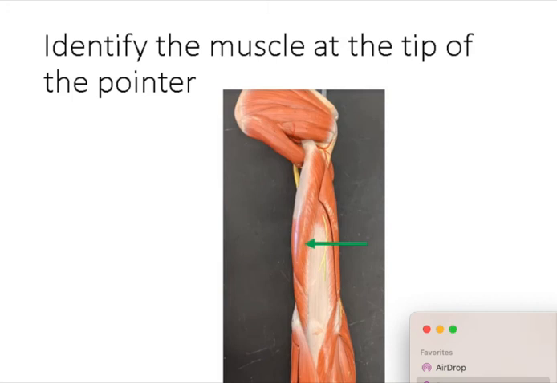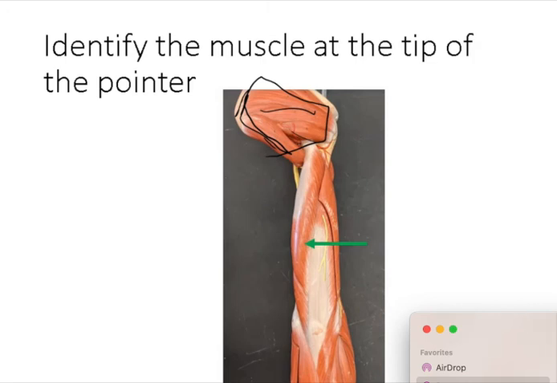So on this one here, we're looking at the back of the upper arm. We already looked up here at the muscles that are surrounding the scapula. Remember, the infraspinatus, the teres minor, the teres major. Now we're moving down to the back of the upper arm.